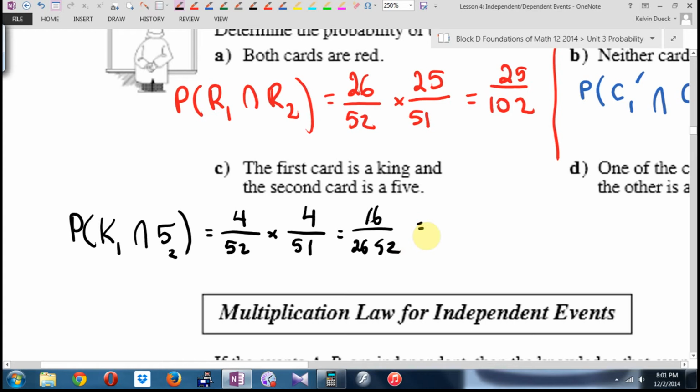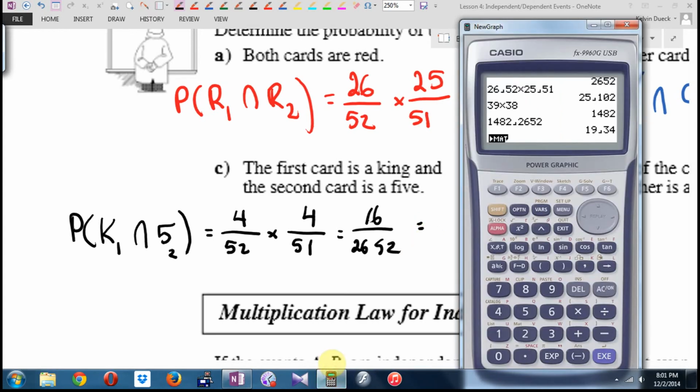I've kind of memorized what 52 times 51 is because it happens so often. It's 4 fraction 52 and 4 fraction 51. In lowest terms, it's 4 out of 663.